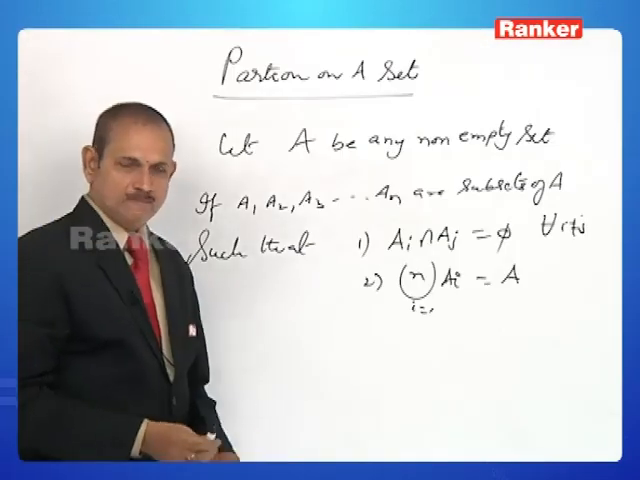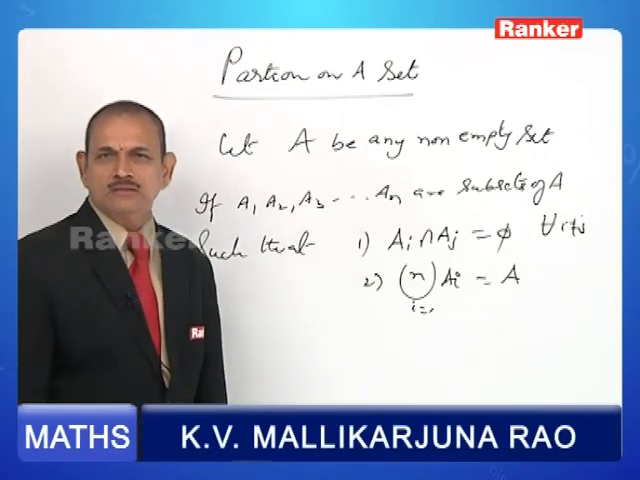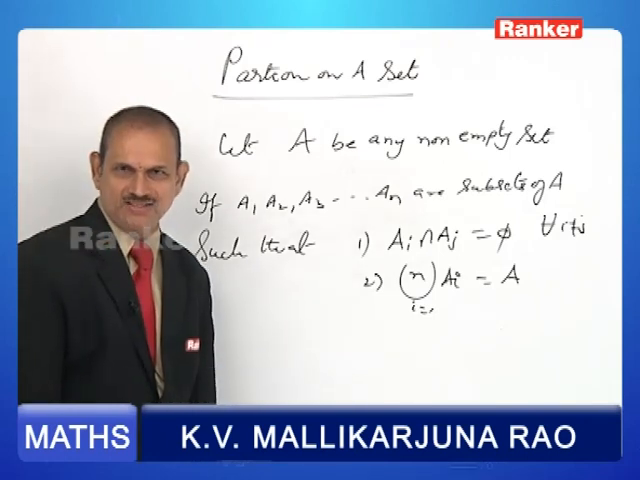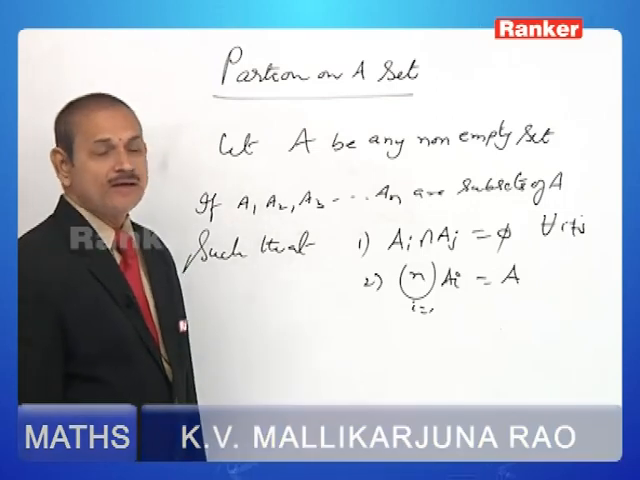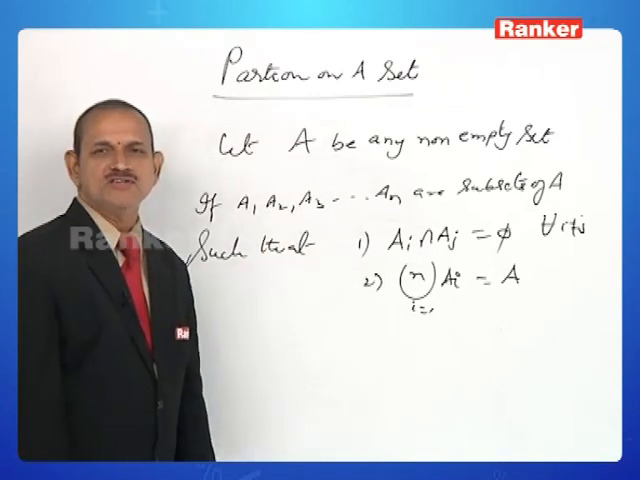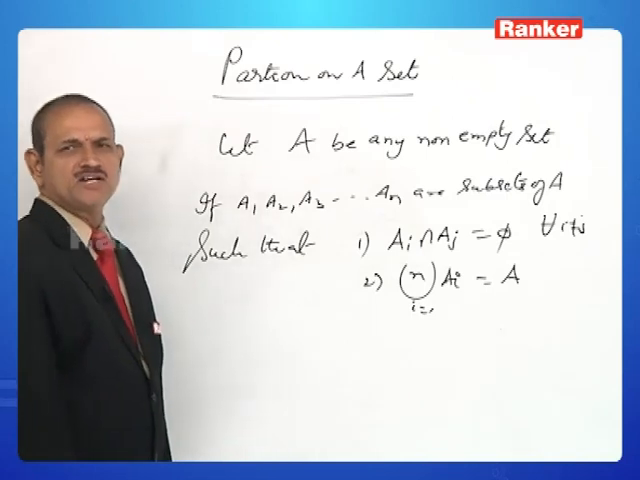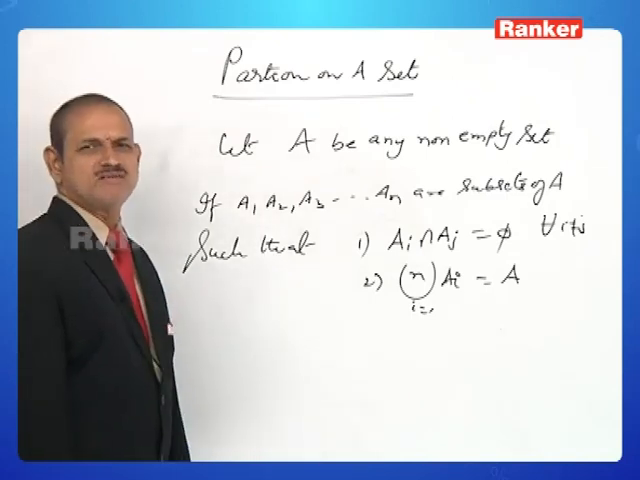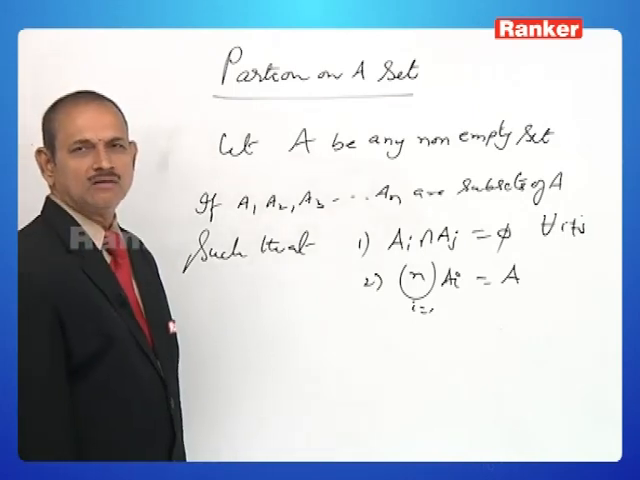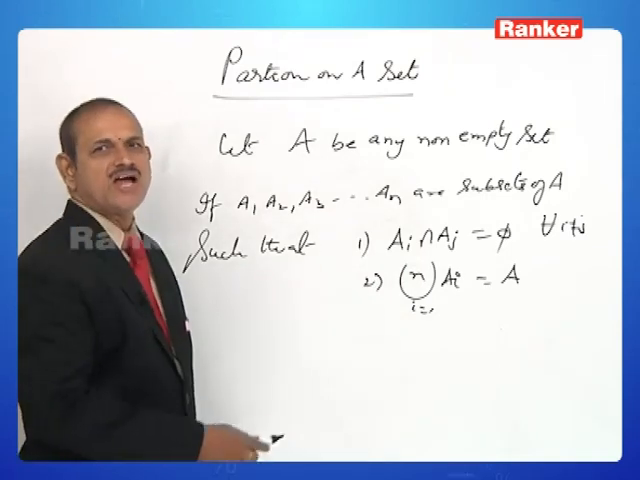Observe the definition. First of all, what is a partition? It is a family of subsets, a collection of subsets of the main set. What type of subsets? Pairwise disjoint. If you take any two of them, A1 intersection A2 is phi, A2 intersection A3 is phi, A1 intersection A3 is phi. Any two distinct subsets are absolutely disjoint, with no common elements at all. And the union of all those sets must be the entire set A.